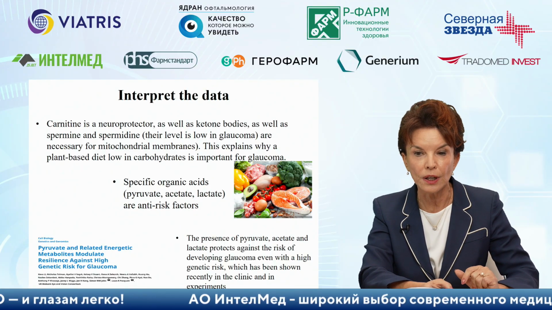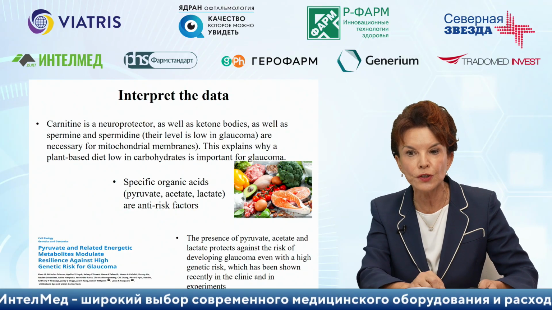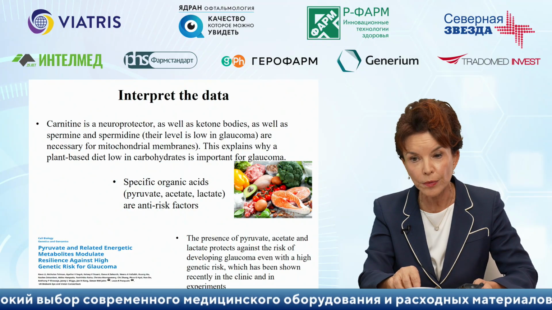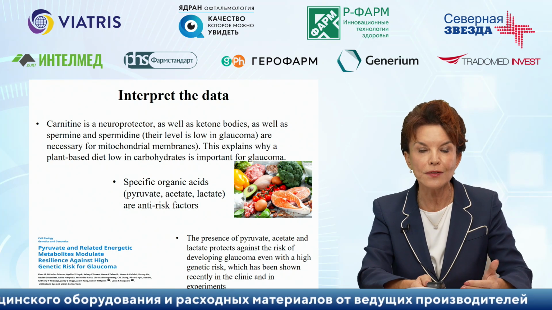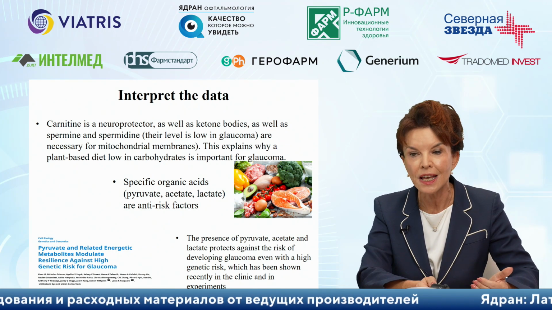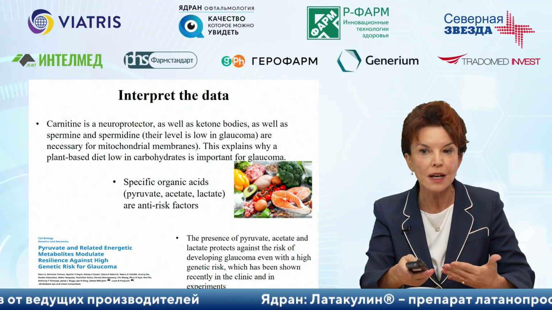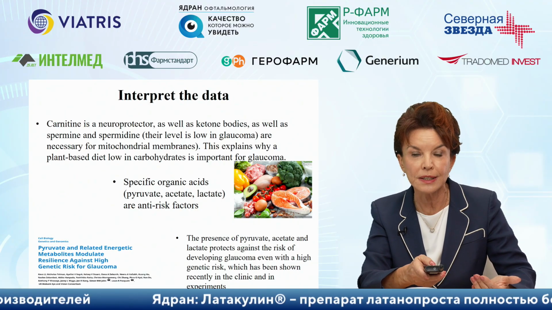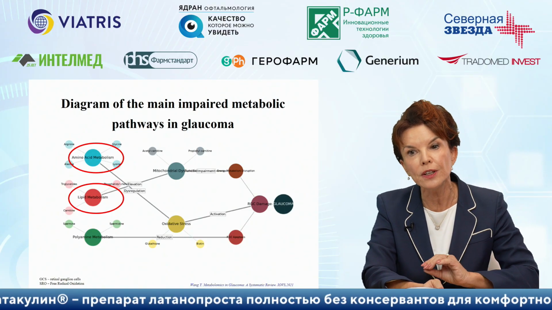And here is proof of that. There is a recent study showing that people who had a genetic predisposition to glaucoma, but who had these metabolites in blood in elevated concentration, did not develop glaucoma. So we can consider these substances as direct neuroprotectors.